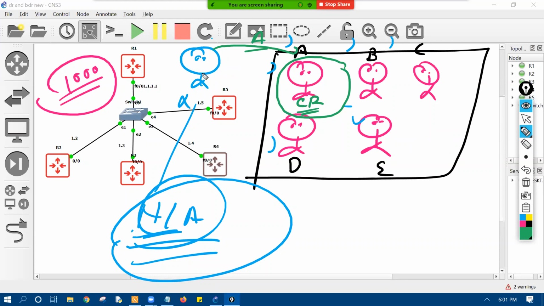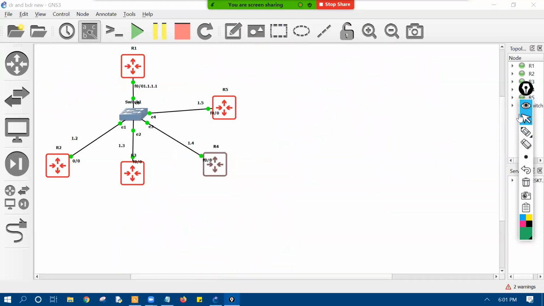So in this case, what happened? X is not going to form the adjacency with every person. Yeah, they can form the neighborship with every person, but adjacency I can only form with the CR. Same thing what I can do in the OSPF network, guys.